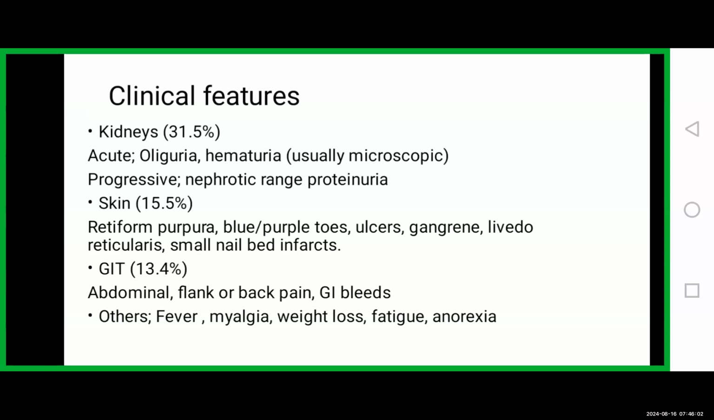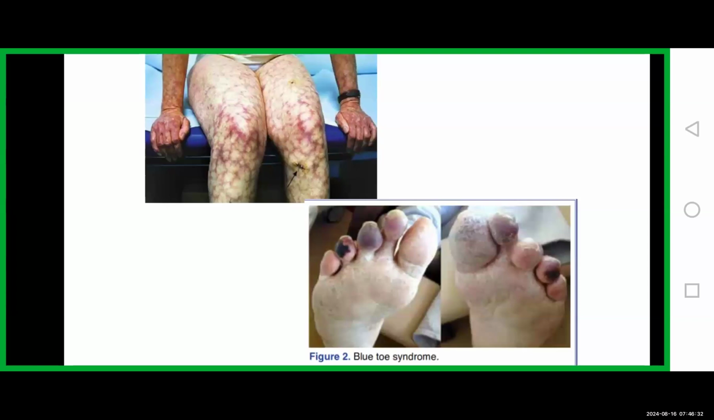For the skin forms, due to the obstruction of those end vessels, there's retiform purpura, blue or purple toes, presence of ulcers, gangrene, or even livedo reticularis. They could also have small nail infarcts. For the GIT, they present with abdominal pain, flank pain, GI bleeding, whether upper or lower, and then they have some other constitutional symptoms like fever, myalgia, anorexia, and fatigue.